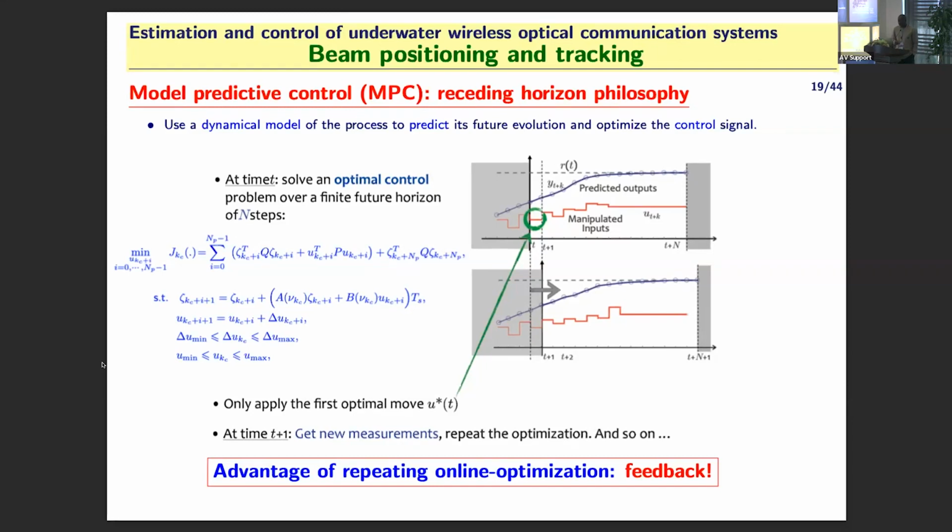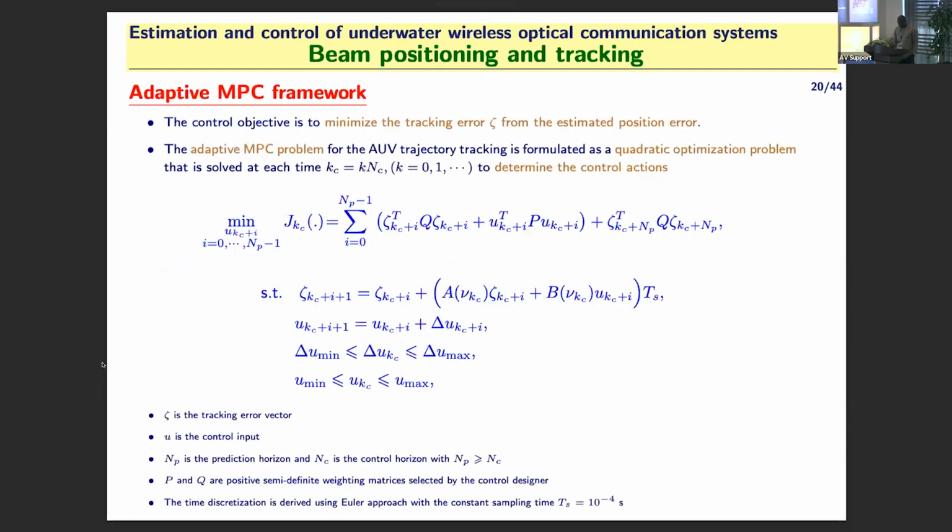At time t, you solve an optimal control problem of a finite horizon, and you apply the first optimal move. At time t+1, you get a measurement and repeat the optimization, and so on. It has this advantage of repeating online optimization, and it can be seen as a feedback. The optimization is to minimize a certain cost plus a terminal cost, subject to the models that we linearize, with some constraints also.